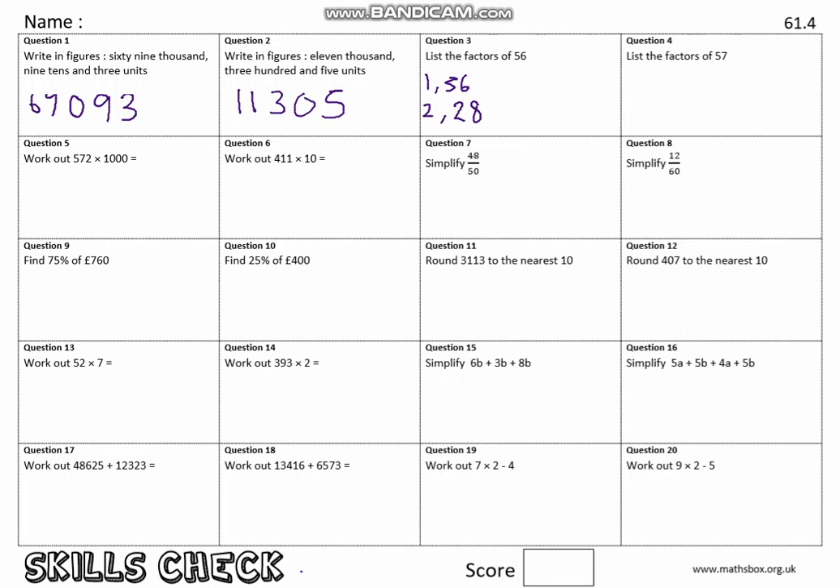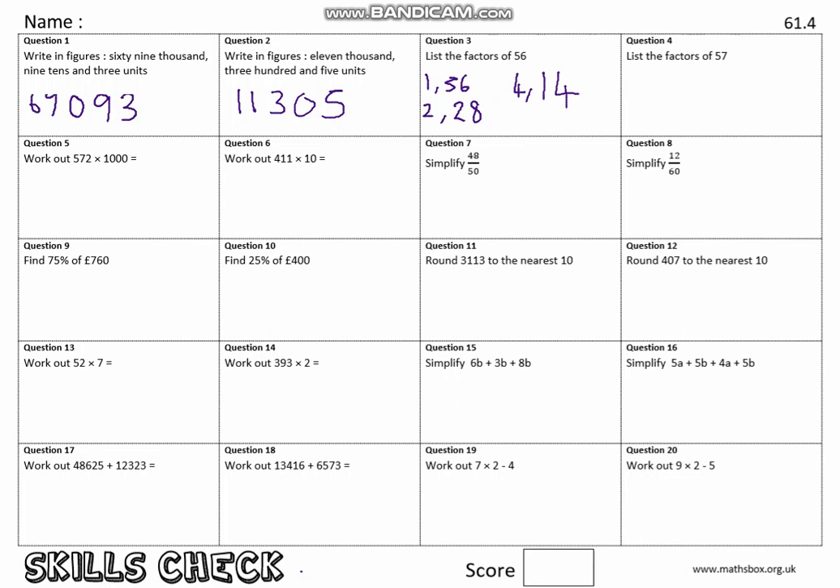Now we've got to figure out what other numbers go into 56. So it doesn't divide by 3, but it does divide by 4, so we can put 4 here. Now we've got to do 56 divided by 4, so we've got to know what that is. If we do 56 divided by 4, we would get 14, so we know that 4 and 14 is another pair that can go as our factors of 56.